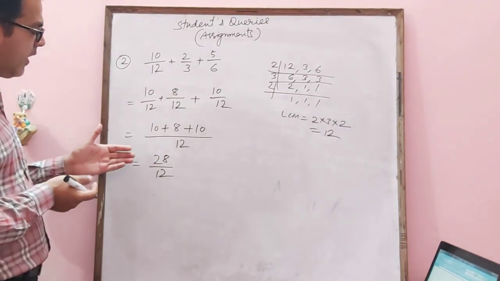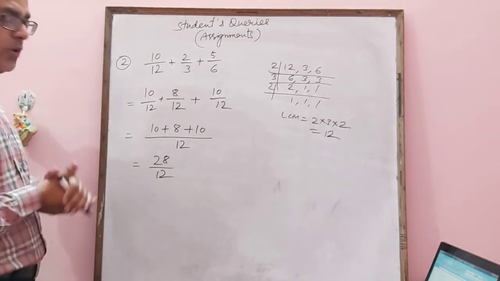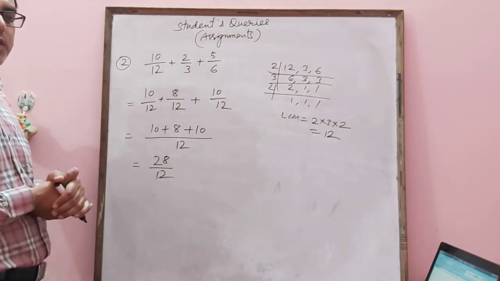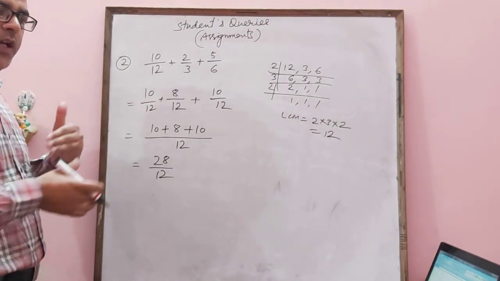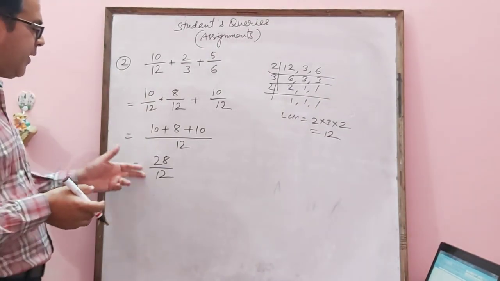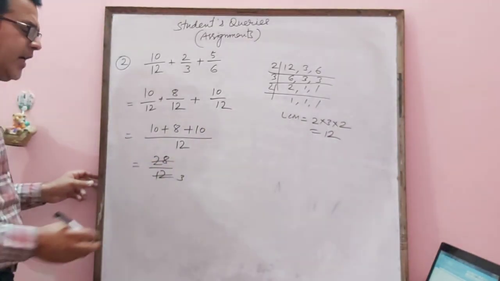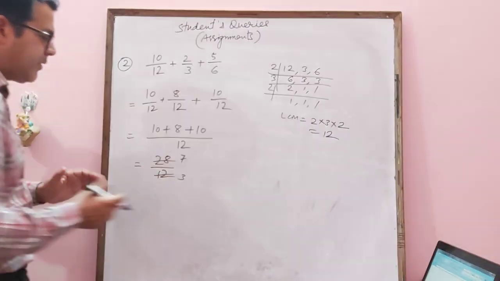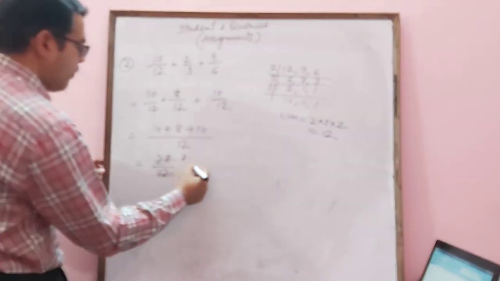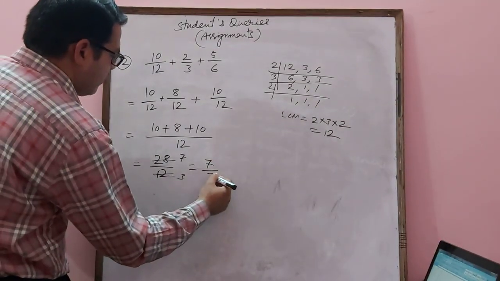So you can see here by 4 both are divisible, by 2 also both are divisible. So we have to take that bigger factor. So bigger is 4. So by 4, 3 times we can cut 12 and we can cut it 7 times. 7 4s are 28. So we can write it 7 upon 3.